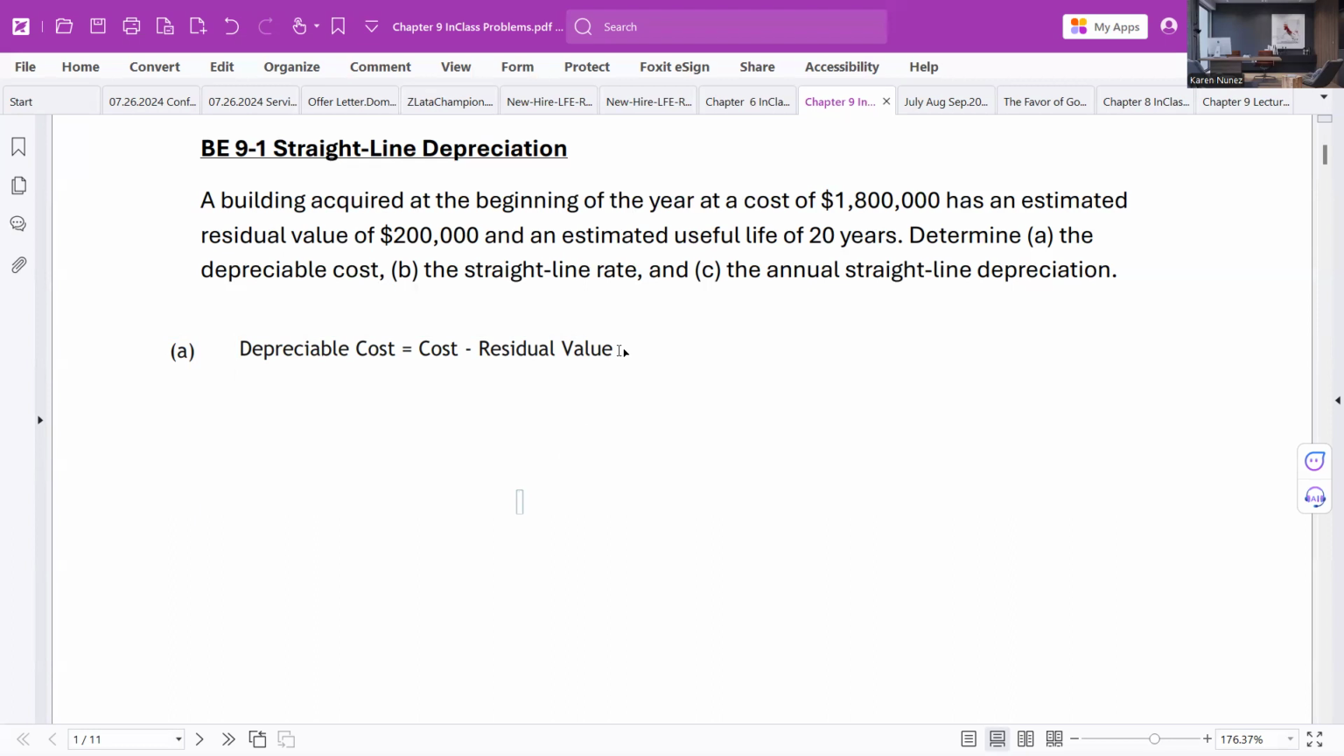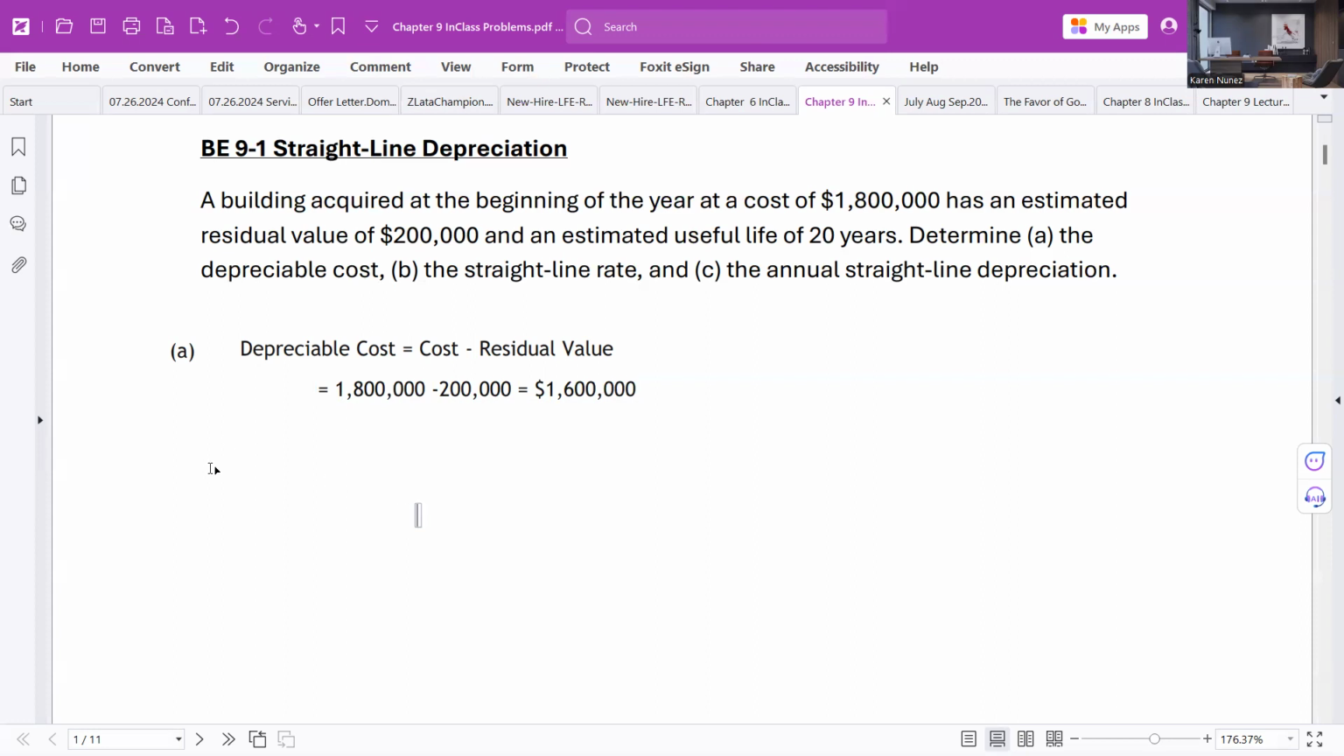So in this case, let's see, that depreciable cost, we've got an asset that costs $1.8 million, and there is a residual value of $200,000. So the depreciable cost is 1.6 million. That's our depreciable cost, 1.6 million.